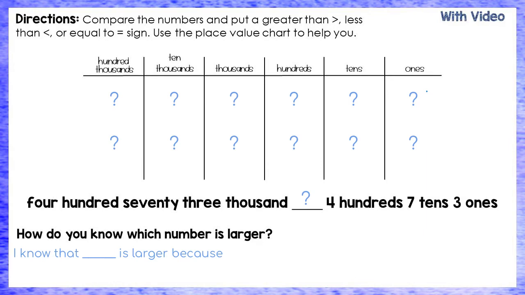Now we're going to do another problem similar to the one that we just did. All right, so this time we have word form and unit form. So we're going to write 473,000 in our first line on our place value chart and 4 hundreds, 7 tens and 3 ones on our second line in our place value chart. Okay, let's begin.